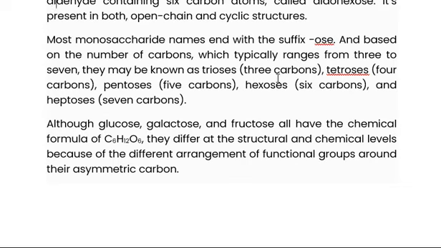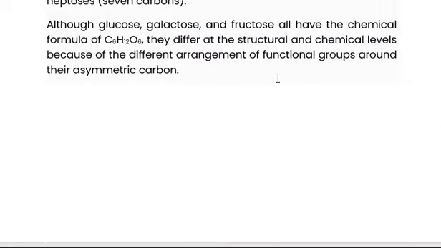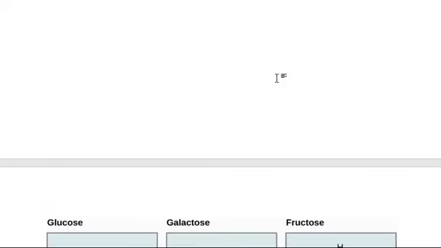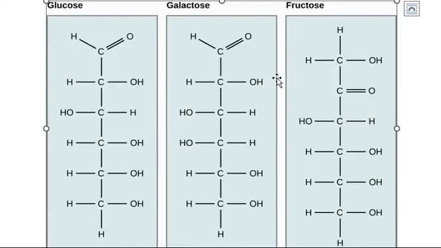Although glucose, galactose, and fructose all have the chemical formula C6H12O6, they differ at the structural and chemical levels because of the different arrangement of the functional groups around their asymmetric carbon. That is what I'm going to show you in the next screen now.